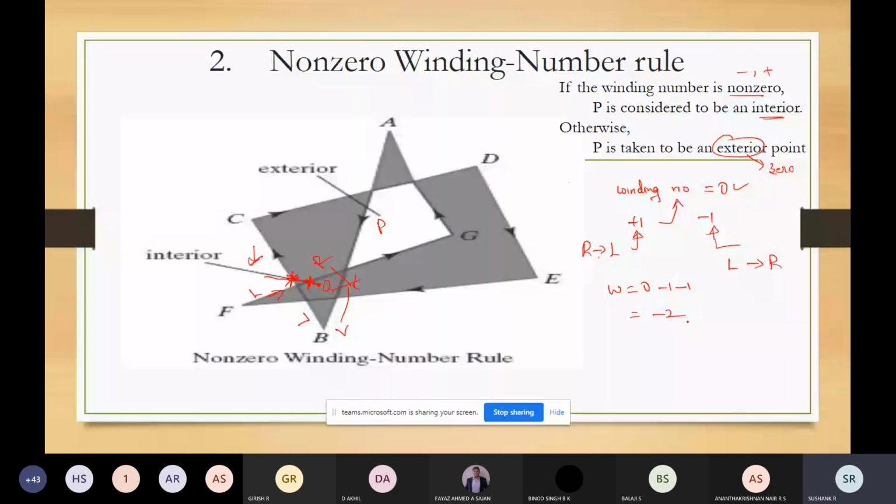Since it is a non-negative value, it will be an interior point. So point Q is interior. This is how the non-zero winding number rule works. Any doubt with respect to the non-zero winding number? Did you understand this? So there are two ways to decide whether a point is interior or exterior. One is the inside-outside test, and the second one is the non-zero winding number rule.